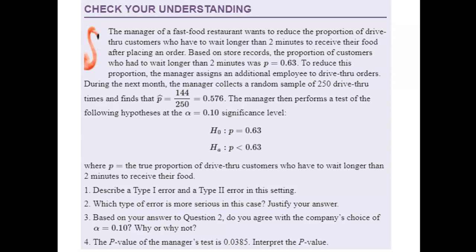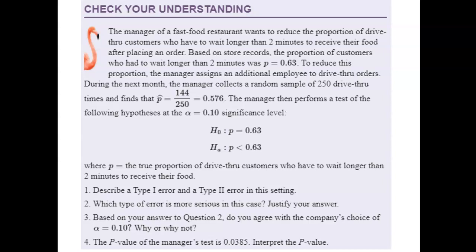So our first issue is to describe a type 1, type 2 error, and then talk about which error is more serious. And then based on the answer for number 2, are we happy with a significance level of 10%? And then here's the p-value, interpret the p-value. So pause the video, write down some answers. I'm about to spoil everything for you.